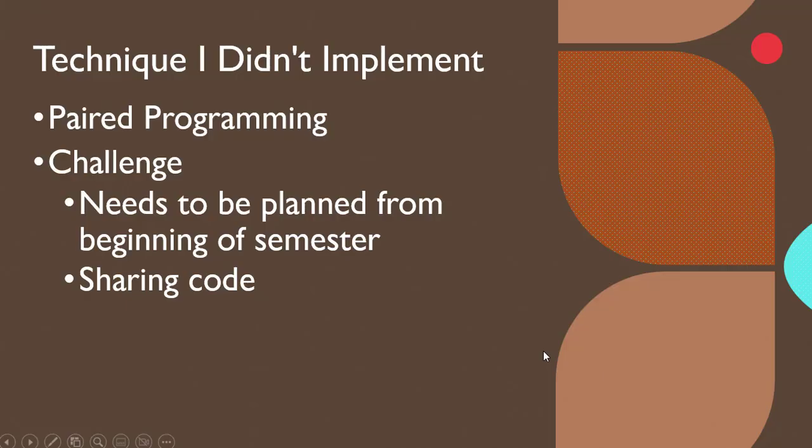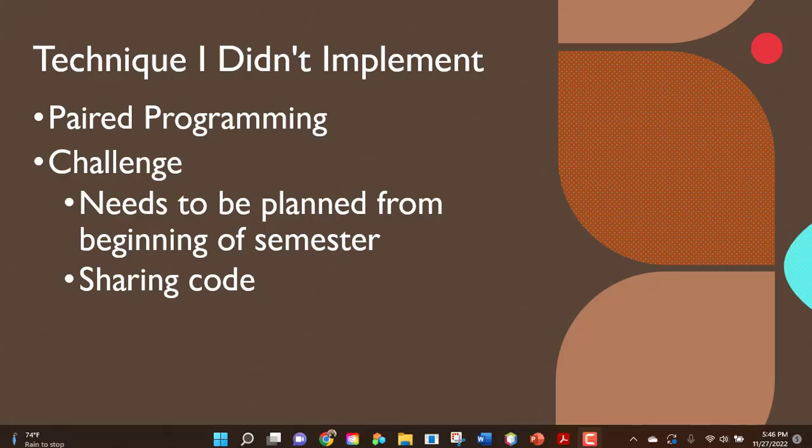The one thing I did not get to implement is paired programming. Paired programming is very popular in industry, and I really thought I needed to start this at the beginning of the semester. I didn't know how to approach putting them into groups, and this class gave me a lot of good ideas. So I'm going to prepare the students to work in teams at the beginning of the semester.